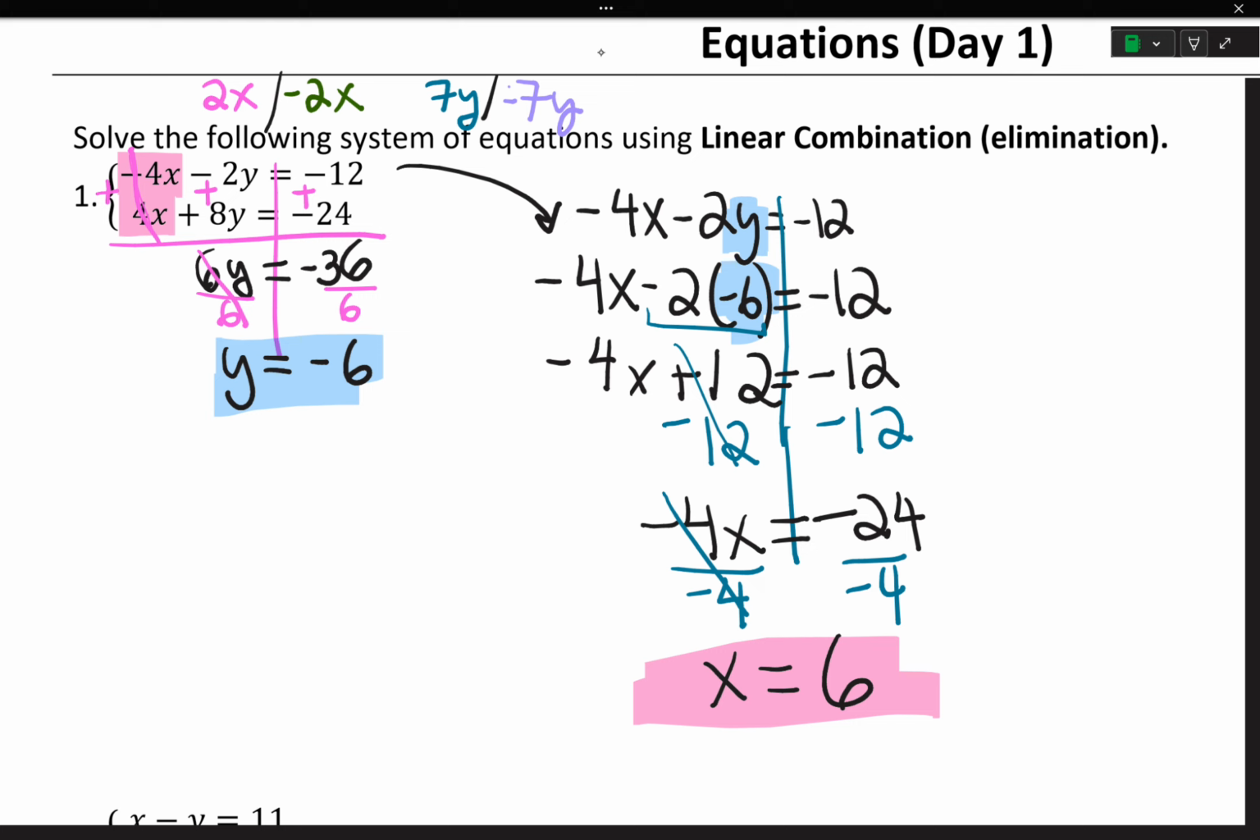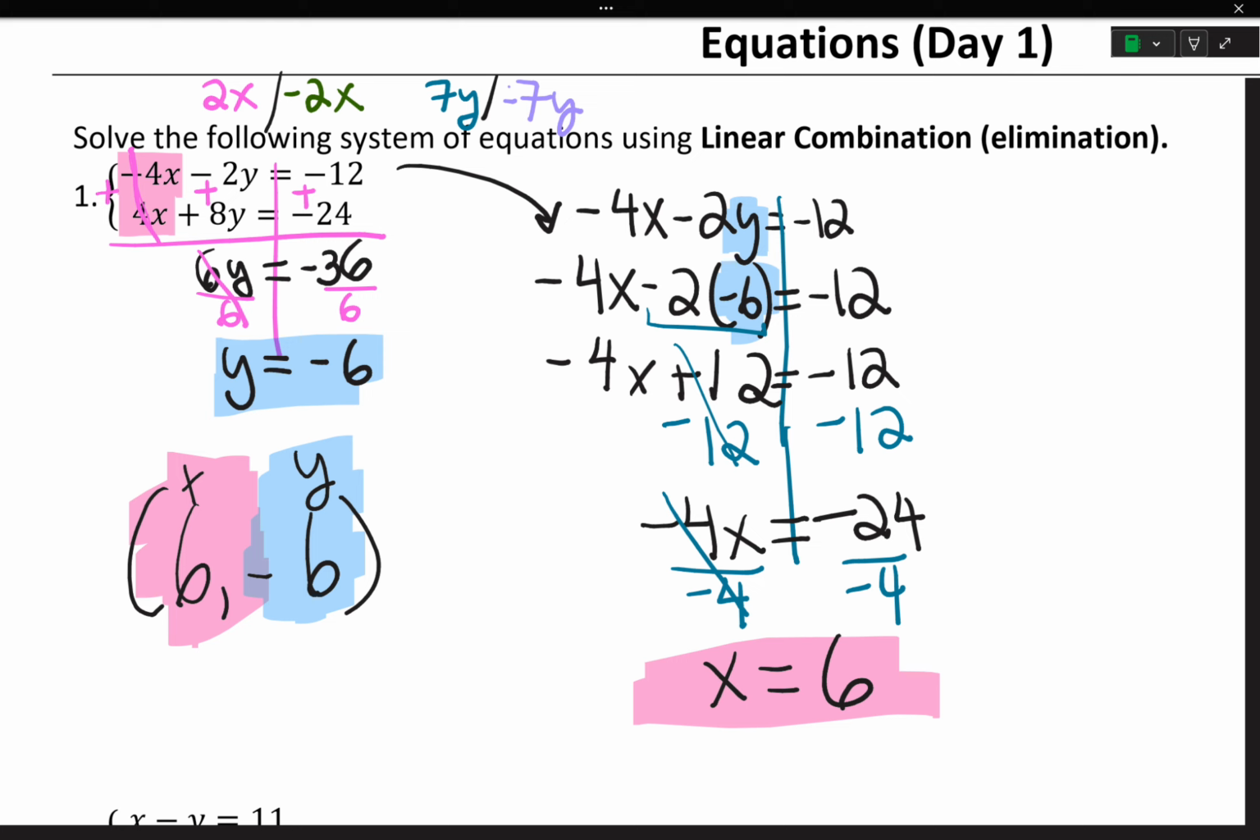We are about to be done with this problem. We have one last thing to do, and that is to write our answer. 6 comma negative 6. Remember, it's always x and then y. If you ever forget the order, just think about the alphabet in English. X comes before y. Okay?